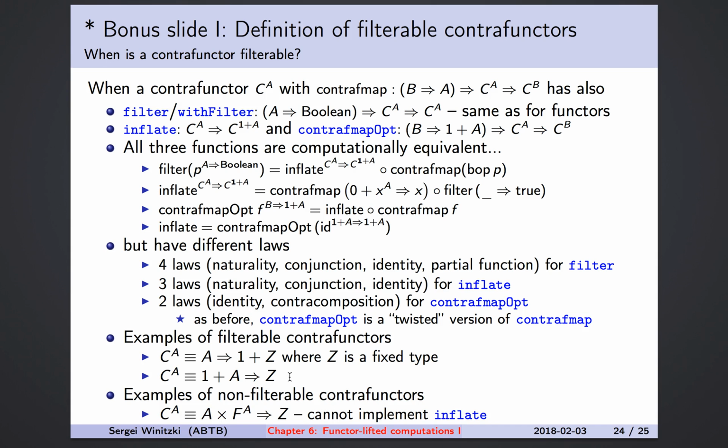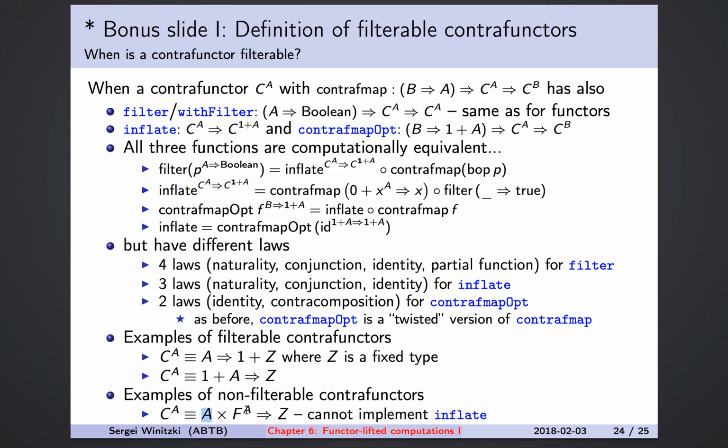So this gives us some intuition about what filterable contrafunctors do. First of all, let's recall the main visual image of what functors and contrafunctors do. Functors hold data. Functor f of a, in some sense, holds data of type A and allows you to manipulate that data. Contrafunctor ca, in some sense, consumes data of type A. It does not actually have any data of type A inside, it consumes it. Like these examples, it's a function that consumes data of type A or some other type related to A.